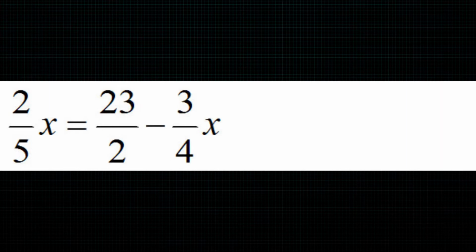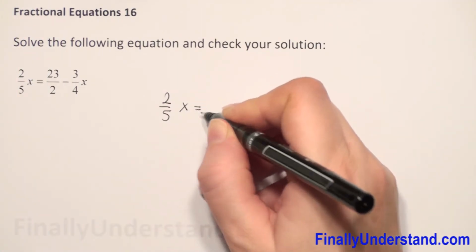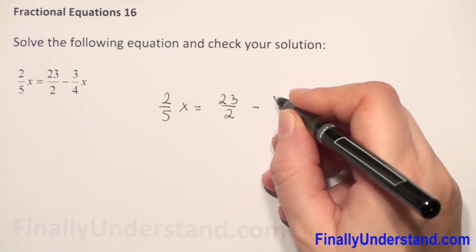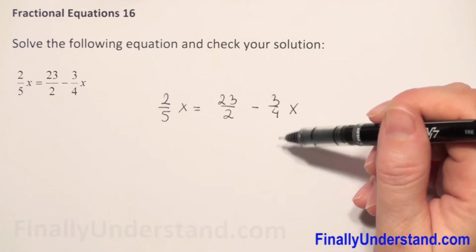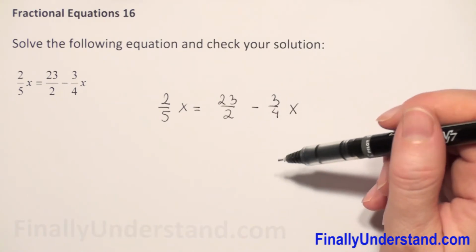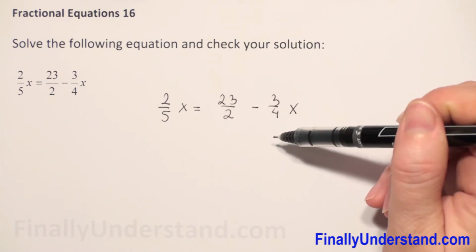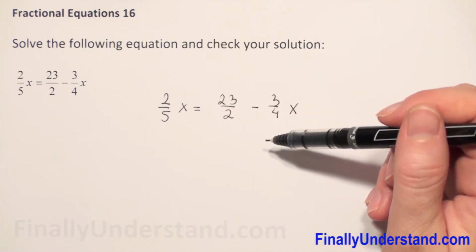We have a given fractional equation. First, let me copy our example. We have 2 over 5x is equal to 23 over 2 minus 3 over 4x. First, because we have fractions here, to get rid of these fractions, we have to multiply every side of our equation by the lowest common denominator.